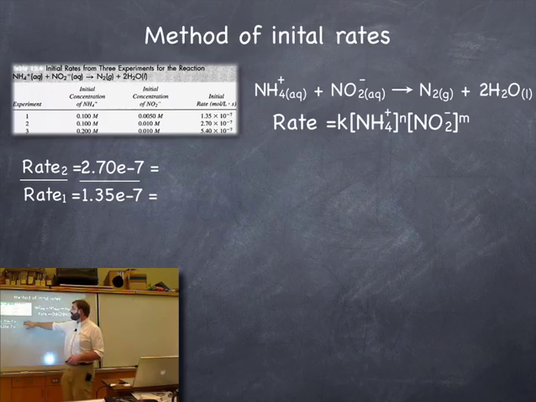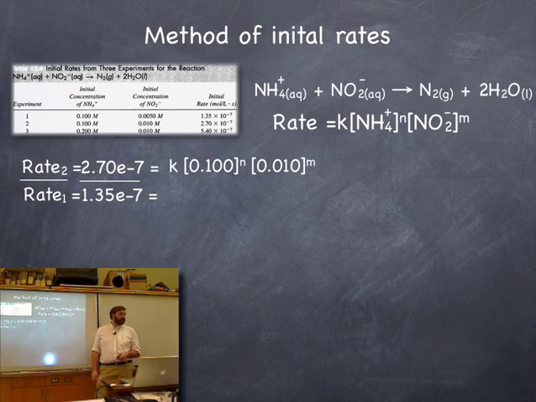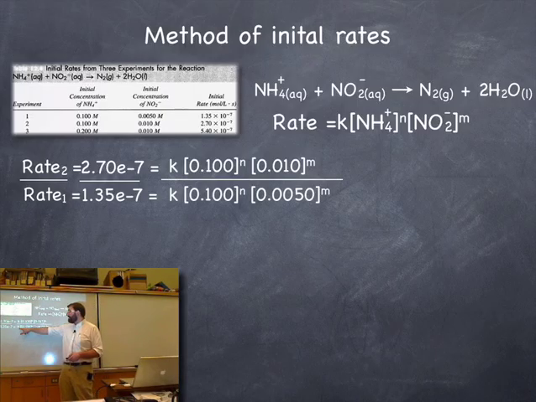And then I'm going to write the rest of the equation, right? I'm going to have K for experiment number 2. And I'm going to have the concentration of the ammonium raised to the power n. I'm going to have the concentration of the nitrite raised to the power m. And I'm going to do the same thing for experiment number 1. I'm going to have the K value, the concentration of the ammonium, the concentration of the nitrite.